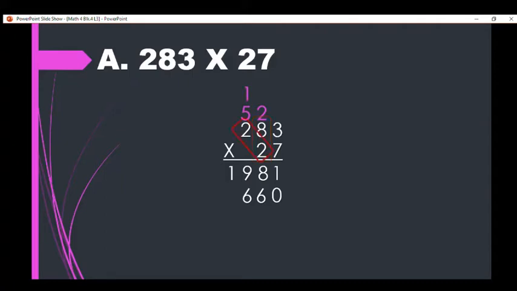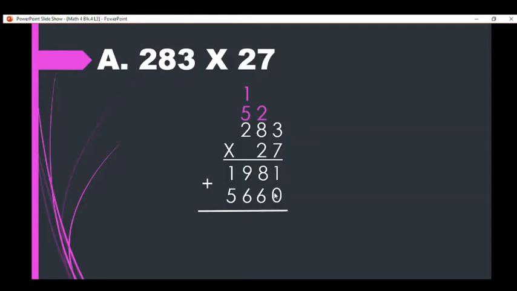Next would be 2 times 2, that is a 4, plus 1, we got 5. Now that we are done multiplying our number 283 times 27, we can now add them, enabling us to find our final answer. So let's add them, starting from our ones.